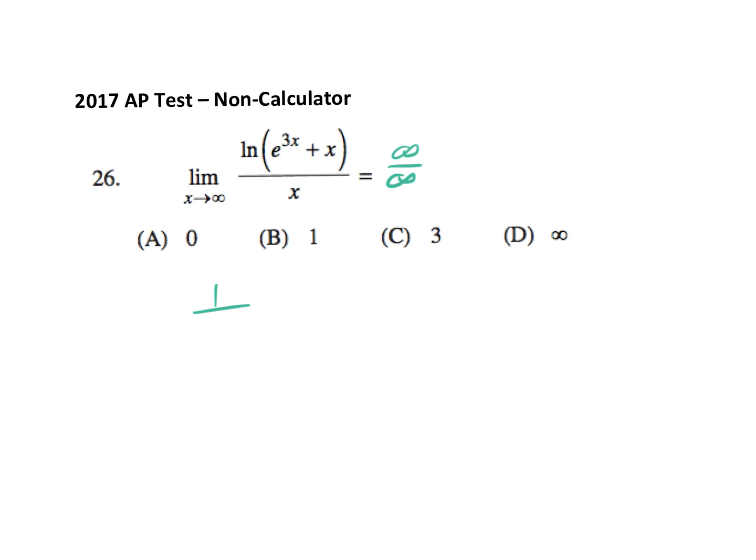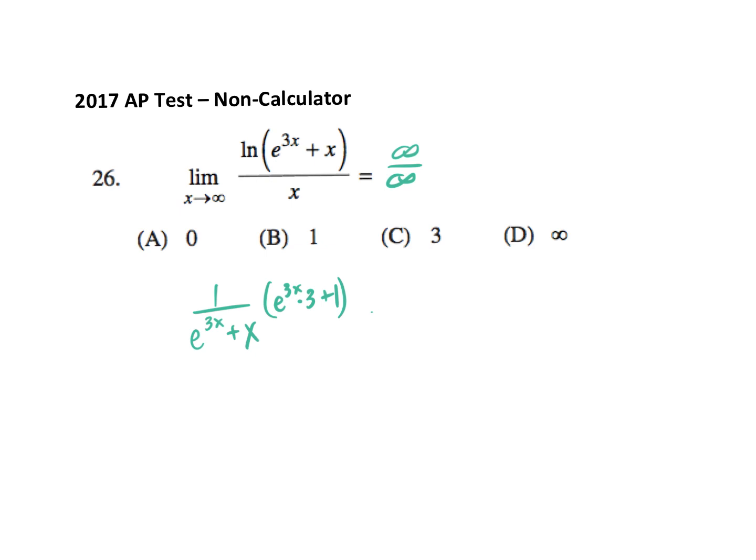1 over e to the 3x plus 1 times what? Yeah, I hear it. The derivative of e to the 3x is going to be e to the 3x times 3. Oh, wait, I'm sorry. So let's see. The derivative of this natural log is 1 over this quantity times the derivative of this quantity. Yeah, plus 1. My bad. That's why I wrote it wrong down here. That's what threw me off.